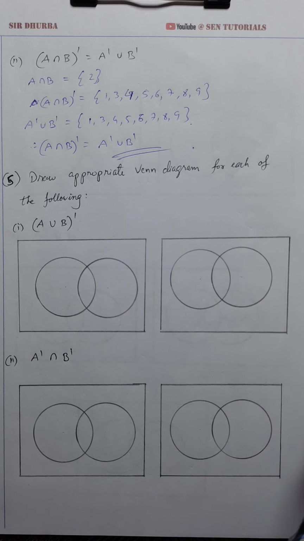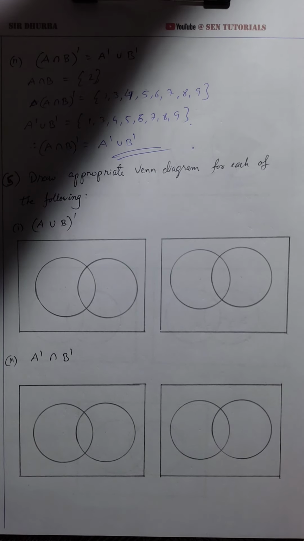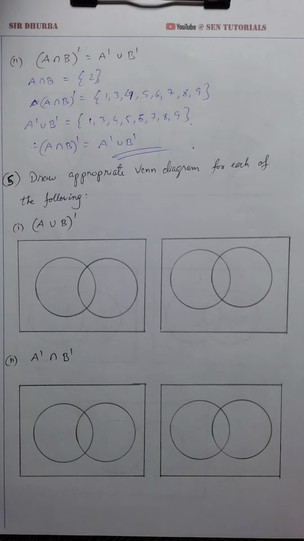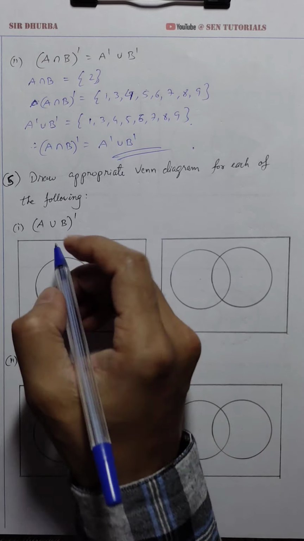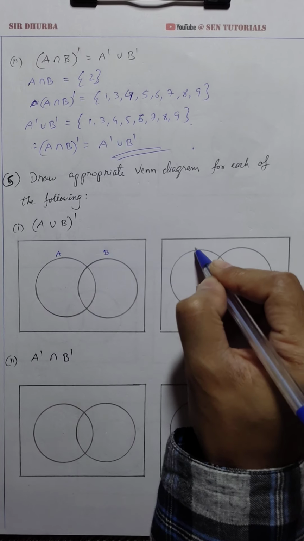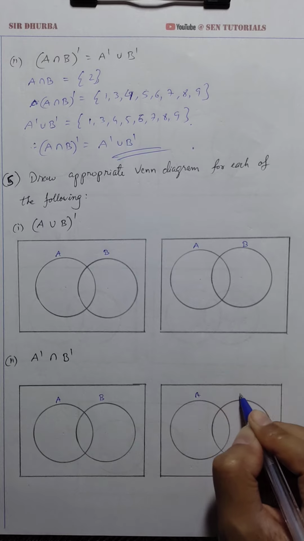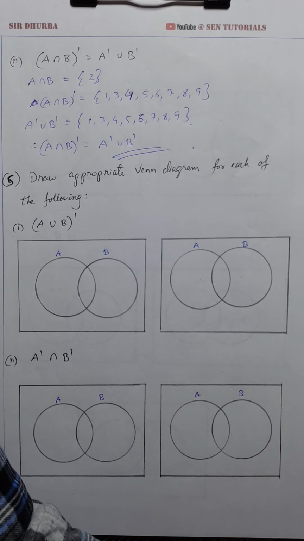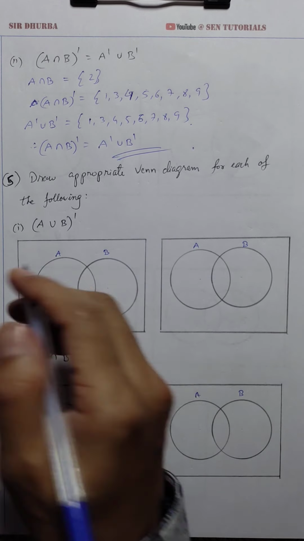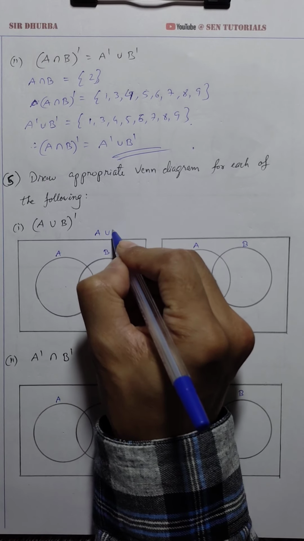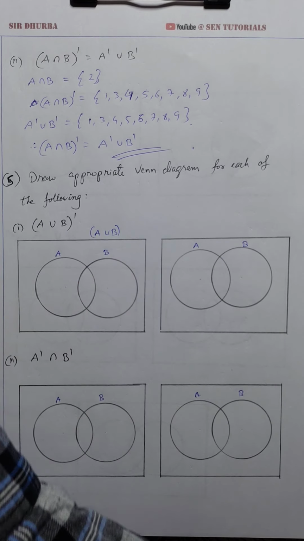Let me take out a pencil also. All right, draw appropriate Venn diagrams for each of the following. So let me just write this as the set A, set B. First one, A union B complement. So let us first have A union B. Okay, that'll be easier for us.